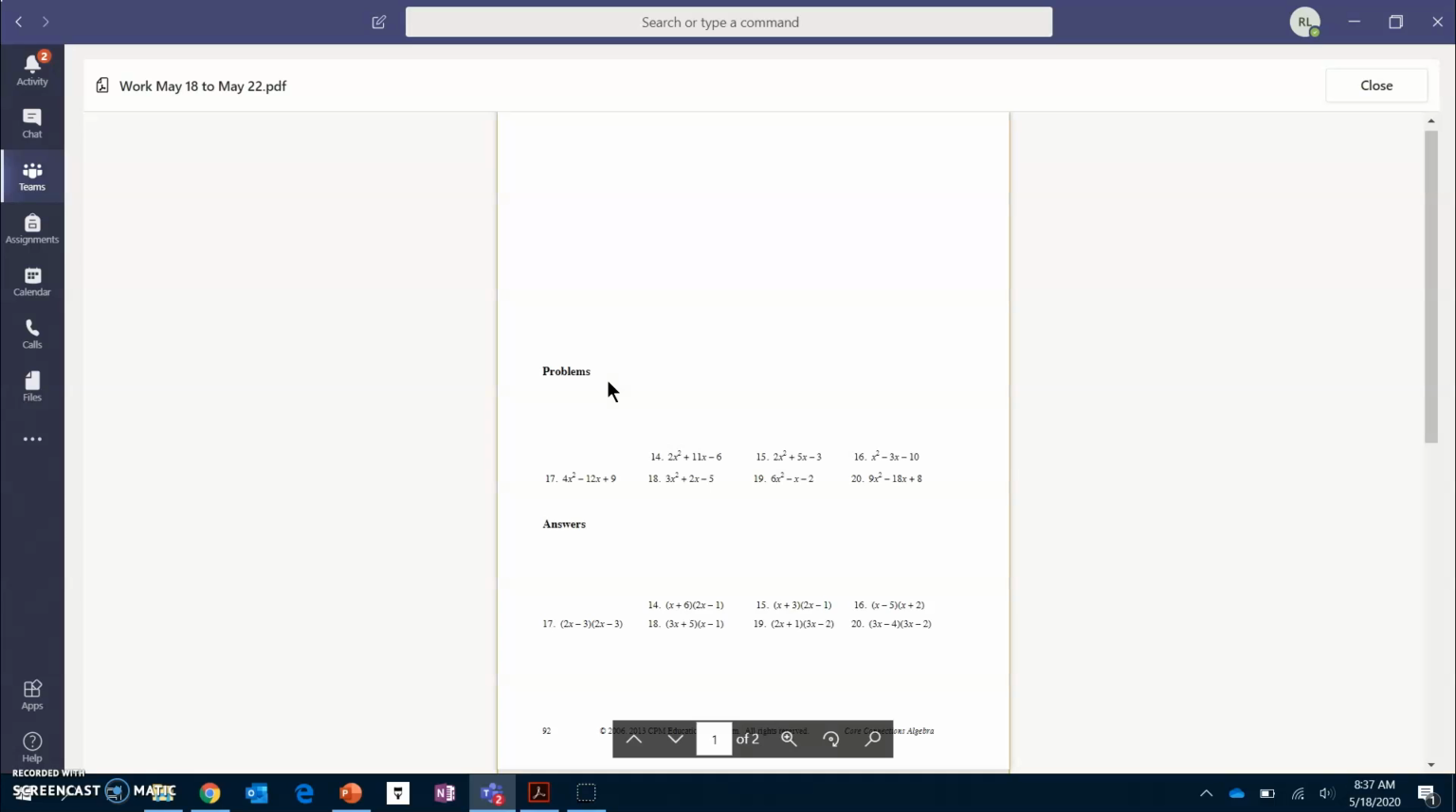The week 6 problems is only 2 pages. Today we're doing 15 through 20. So 15, 16, 17, 18, 19, and 20. I updated it, and I got rid of 14 because we should have done that last week.